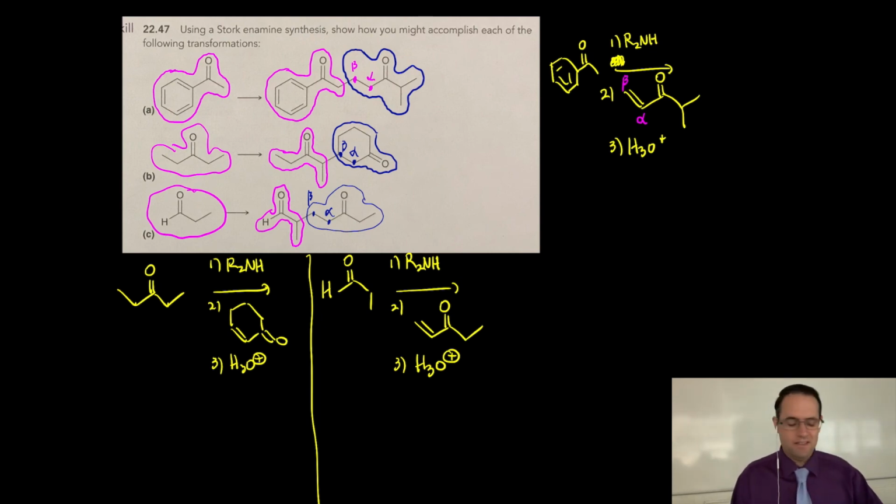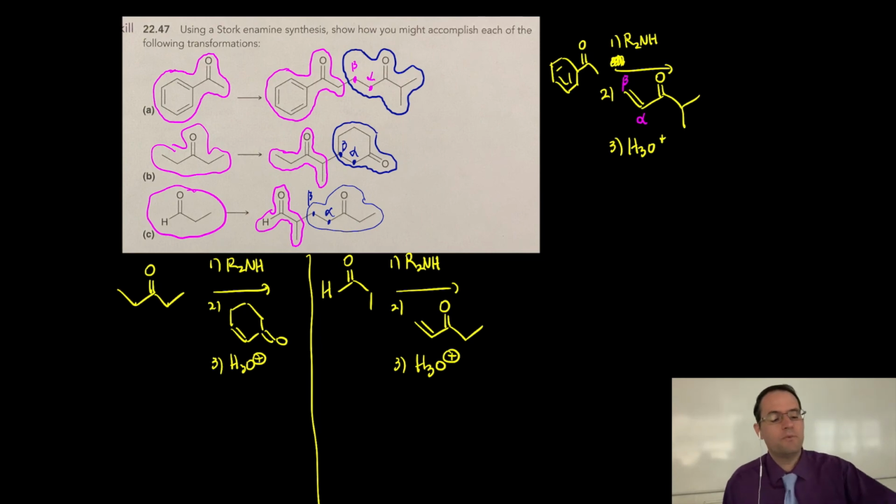So I call this the disconnection approach. You're basically just breaking those two pieces apart, and then you're adding a double bond between the alpha and the beta carbons. And then you have to just write out the reagents necessary, okay? So that's problem 47, and once again, that's the Michael addition, okay?